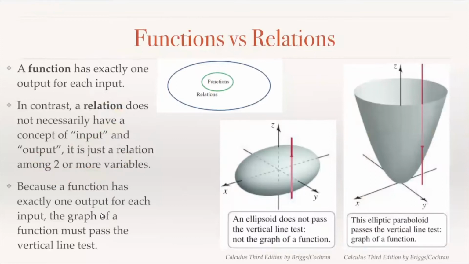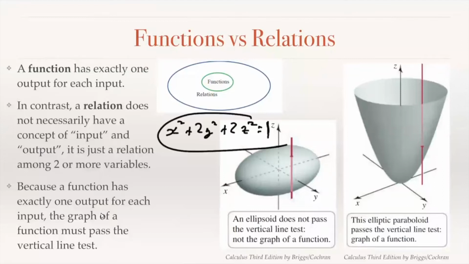So, for example, this ellipsoid is a relation among x, y, and z. This looks like it might be something like x squared plus 2y squared plus 2z squared equals 1, maybe, something like that. This is a relationship among x, y, and z, but it does not define a function. When you try to solve for z, you get a plus or minus. There's not one unique output for each input, and that is reflected in the vertical line test, showing two outputs for a single xy input.